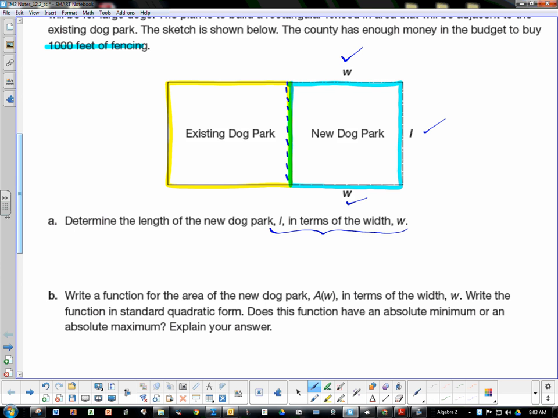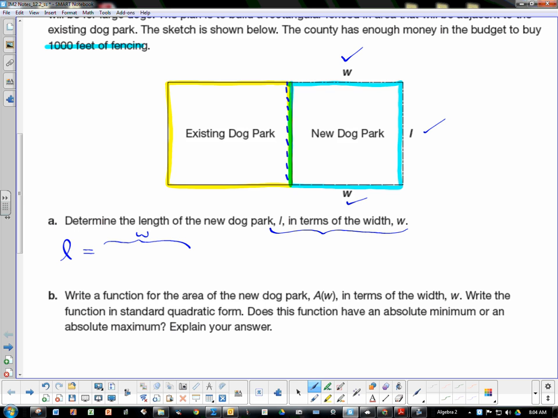This was very difficult for me when I was your age. Understanding even what they meant. They're saying, write L in terms of W. And what that means is this. You're going to write an equation, L equals, and inside here somewhere there's going to be a W. That's what they mean. So what do you think?